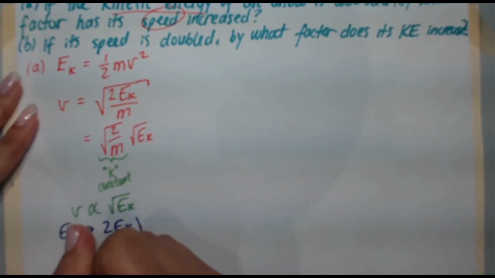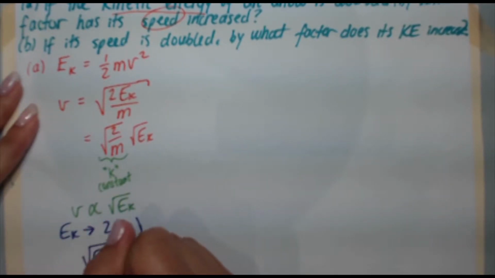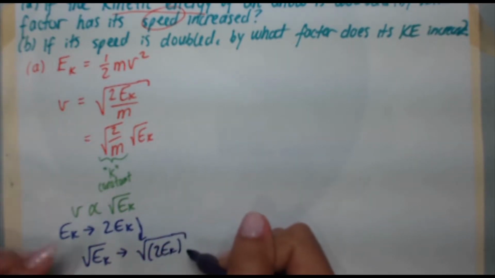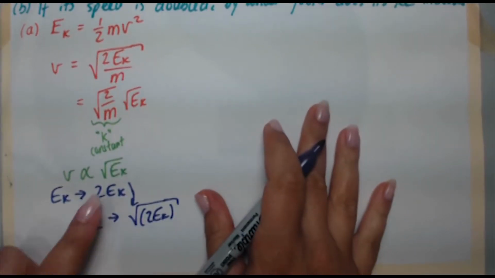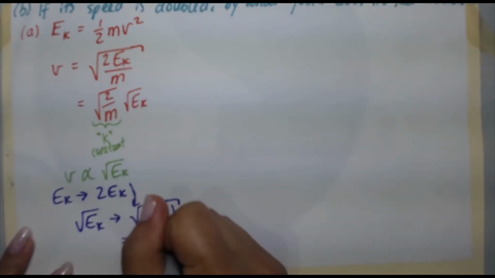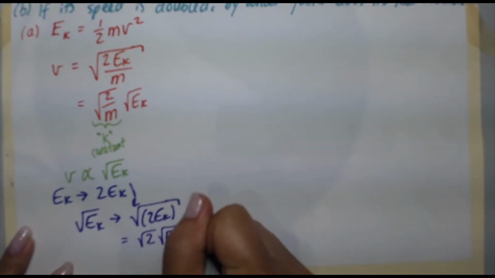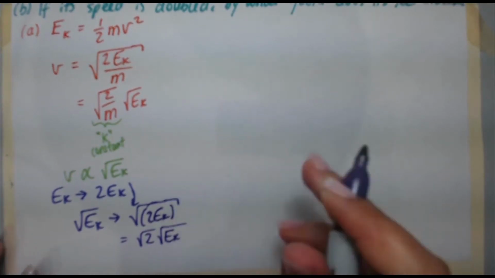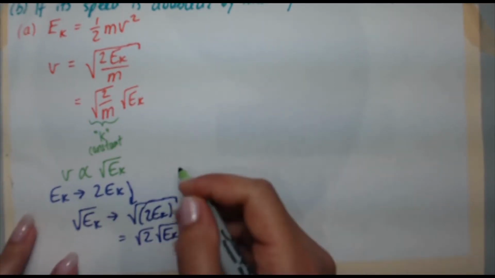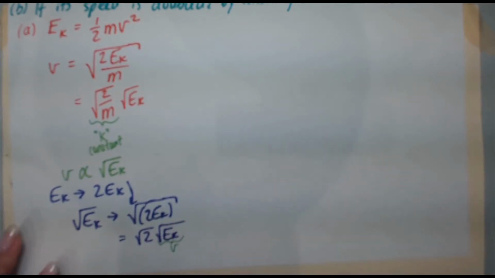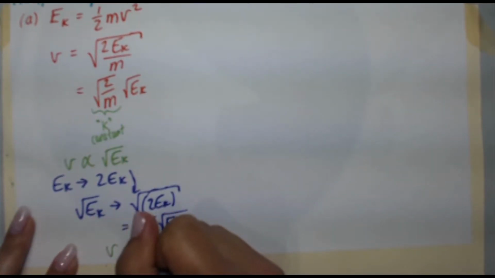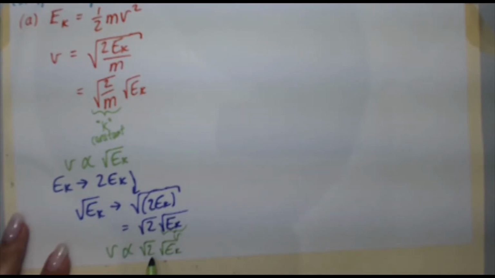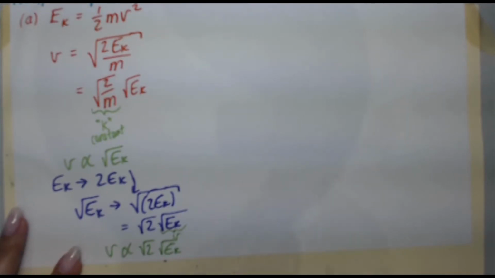Then root Ek becomes root 2 Ek. Now, getting this by itself to make it look like the original statement, you get root 2 root Ek. Whenever you have a square root, you can divide it amongst any of the two things within the product. So root 2 root Ek. The root Ek, this was v, remember? So therefore, now v must be proportional to root 2 root Ek. So in other words, the speed increases by a factor of root 2.